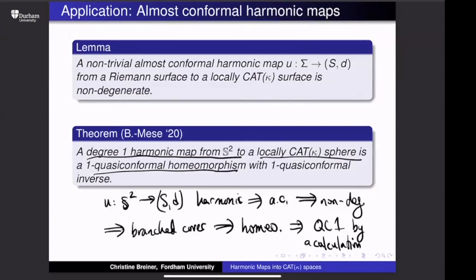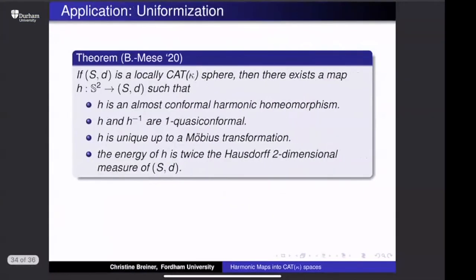Okay, so let me finish with our final application and a brief picture on the next slide. So the application to uniformization is the following. If you have a locally CAT(kappa) sphere, then there is a map from the Riemann sphere that is an almost conformal harmonic homeomorphism. It and its inverse are one quasi-conformal. And then you get the expected things that you're unique up to Mobius transformation. And the energy, by our definition of energy with no 1/2 there, is twice the Hausdorff 2 measure of the metric space. So this is what you would expect to get for a harmonic homeomorphism in the smooth setting.